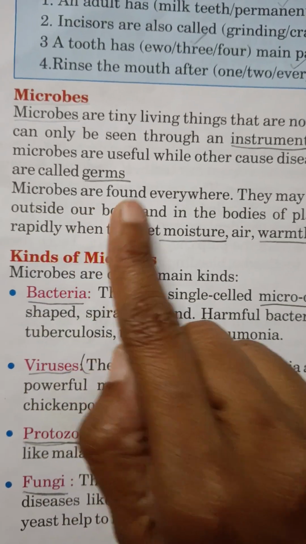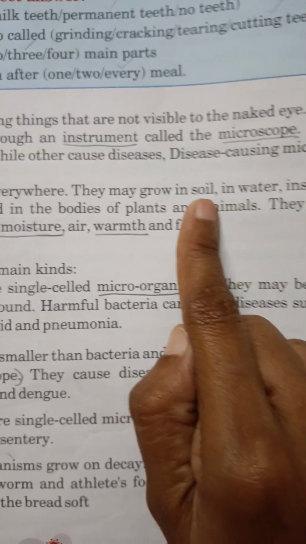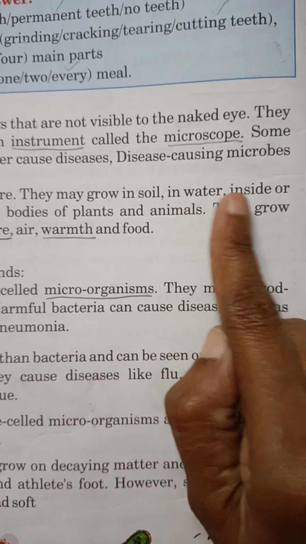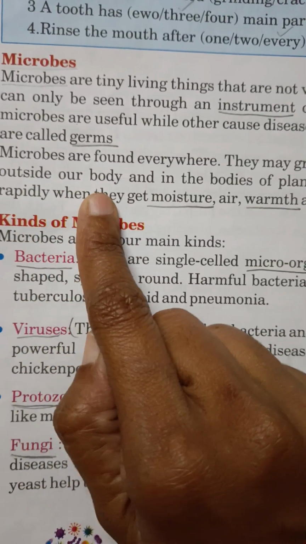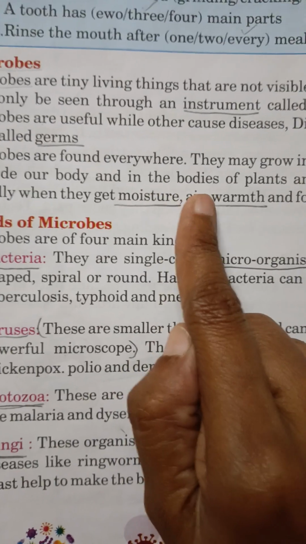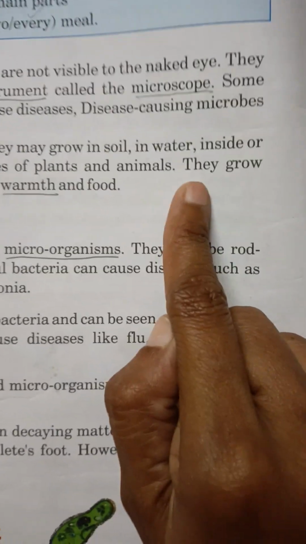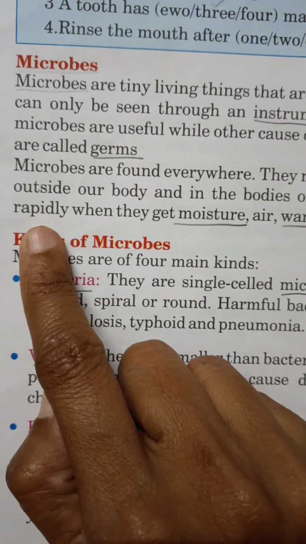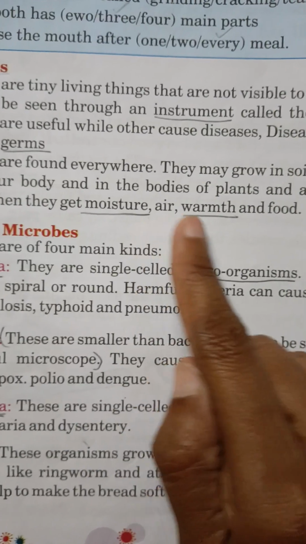Microbes are found everywhere. They may grow in soil, in water, inside or outside our body, and in the bodies of plants and animals. They grow rapidly when they get moisture, air, warmth, and food.